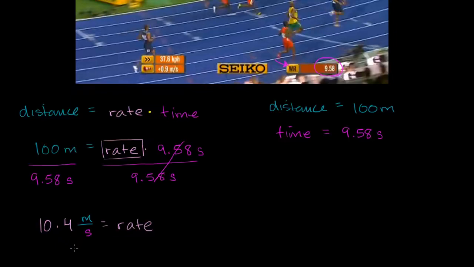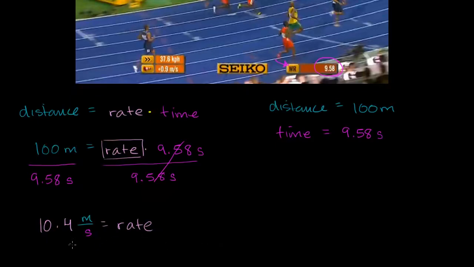Now the next question. We got this in meters per second, but unfortunately, when we drive a car, we don't see the speedometer in meters per second. We see either kilometers per hour or miles per hour. So the next task I have for you is to express this speed or this rate, and this is his average speed or his average rate over the 100 meters, but to think about this in terms of kilometers per hour.